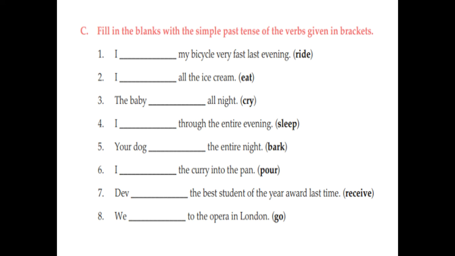5. Your dog dash the entire night. Bark. So what will you do? Add ed. Your dog barked the entire night. I dash the curry into the pan. Pour. So how will you change it into the past tense? Pour, poured. Added ed. I poured the curry into the pan. Dev dash the best student of the year award last time.